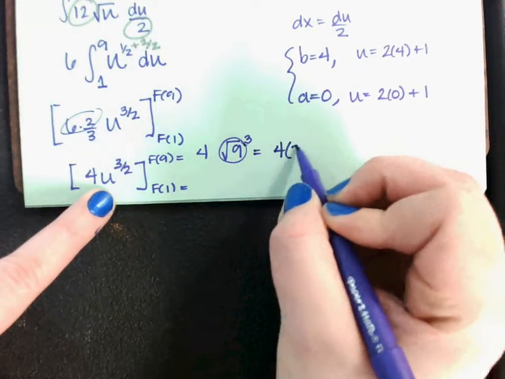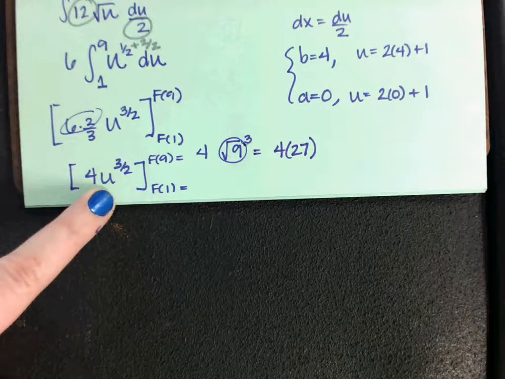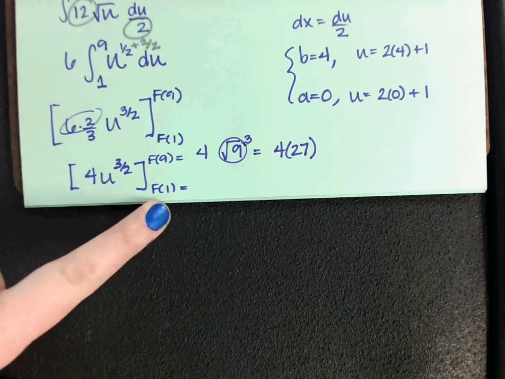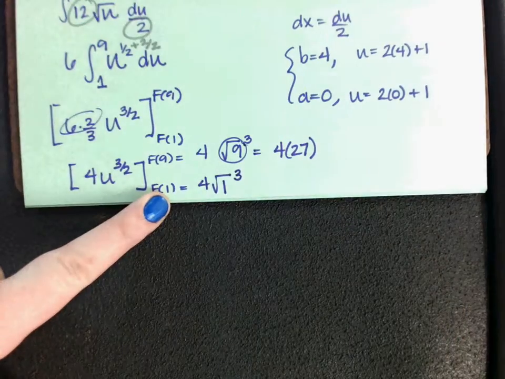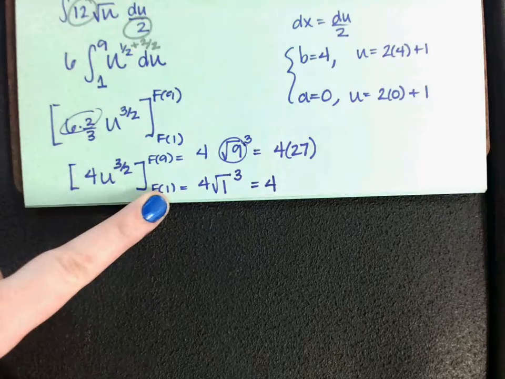So it's 4 times 27. I don't know what that is, so I'm just going to leave it like that. Technically it's 108, but pretend like you didn't know that. Okay, next I'm plugging in 1. So it'd be 4 square root, 1 cubed. But 1 to any power is still a 1, so that's a 4.